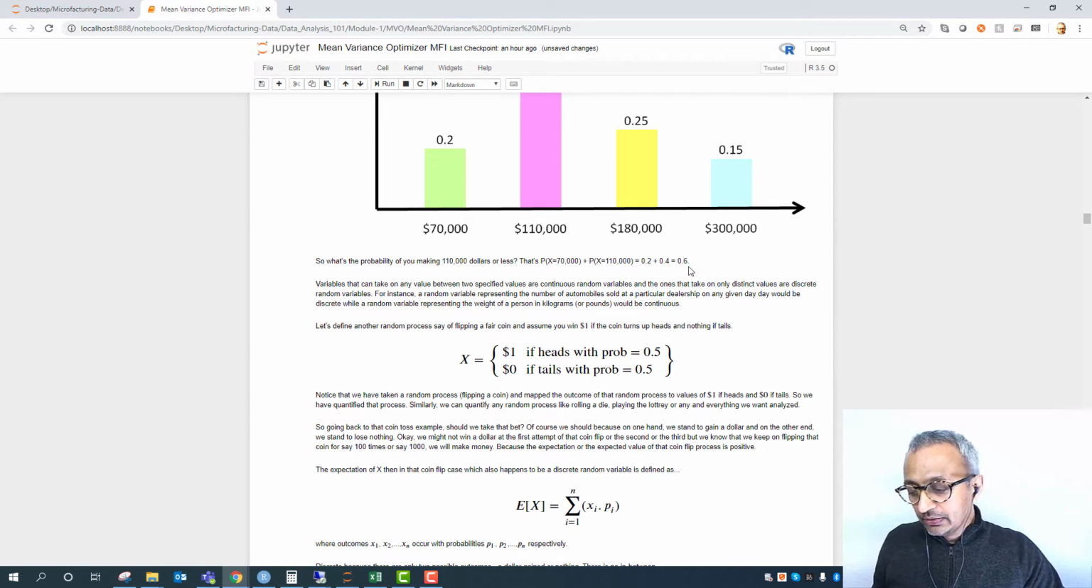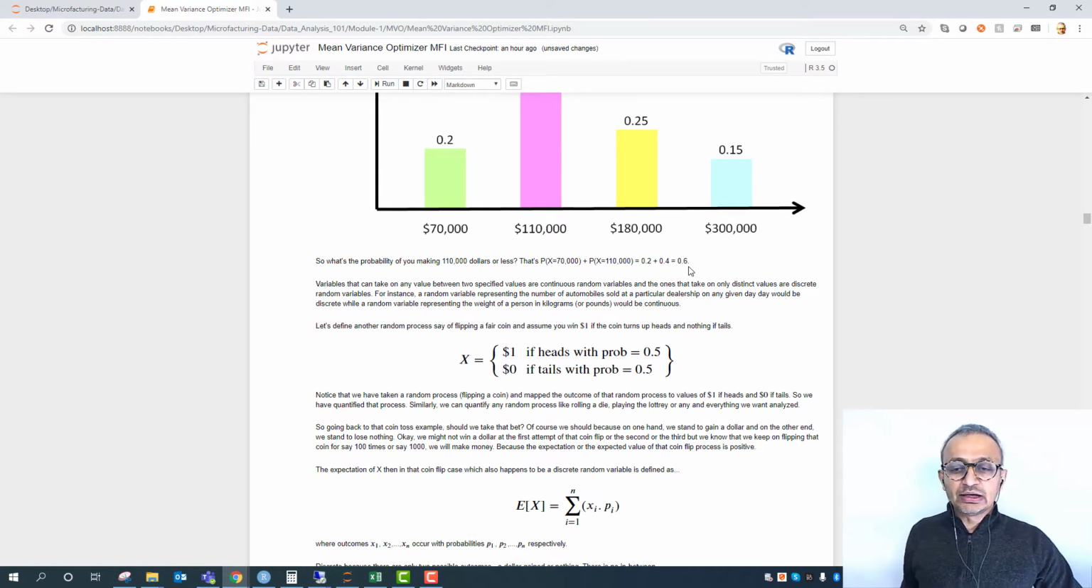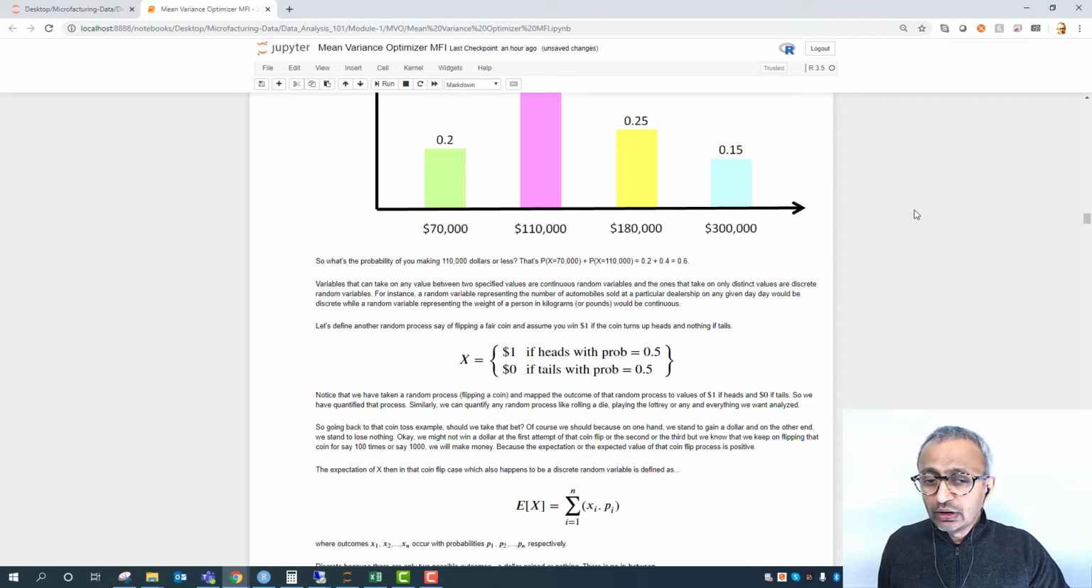So what is the chance of you making less than $100,000, or rather $110,000 or less? The chance is 60%. So 60% of the time, it's very likely that you're going to make $110,000 or less.